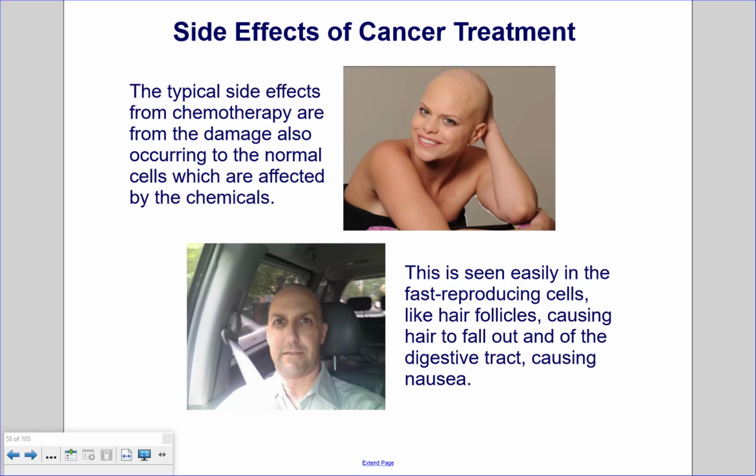Side effects of cancer treatment. The typical side effects from chemotherapy are from the damage occurring to the normal cells, which are affected by the chemicals. This is seen easily in the fast reproducing cells, like the hair follicles, causing hair to fall out, and of the digestive tract, causing nausea. So, since cancer is a fast reproducing cell, these drugs are designed to attack those cells, but unfortunately it comes at a cost, also affecting the normal cells that are also fast reproducing.